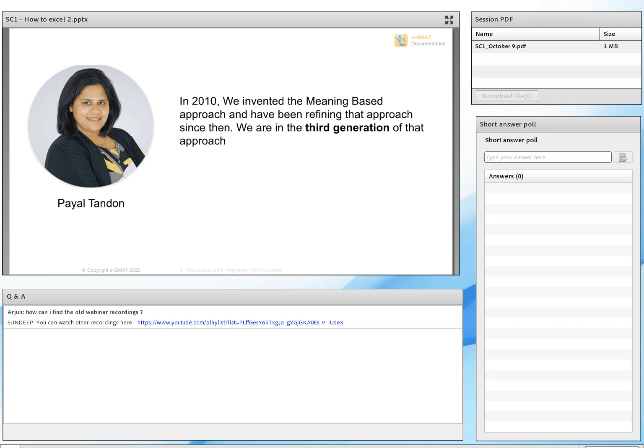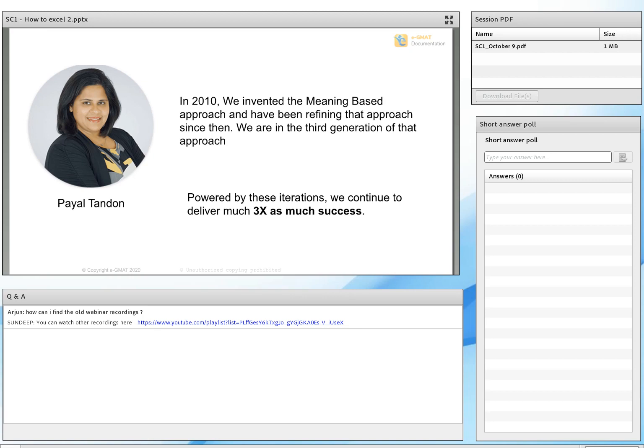And again, this is all thanks to Pyle, who invented the meaning-based approach in 2010. If you go to Beat the GMAT and GMAT Club and look at e-GMAT's responses on any of these forums, you'll see the meaning-based approach right there. If you look at any of the other sets of responses, you'd see the meaning-based approach comes in post 2016 or so. The reason for that is for the first 6 years, we were ridiculed for this approach. And as people saw the success that this approach delivered, they started adopting it.